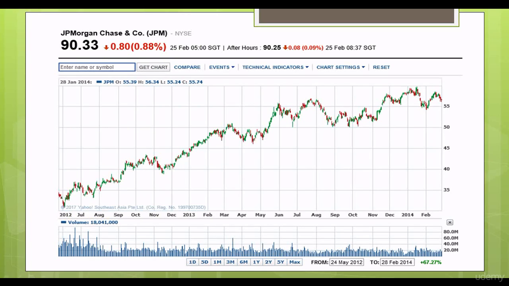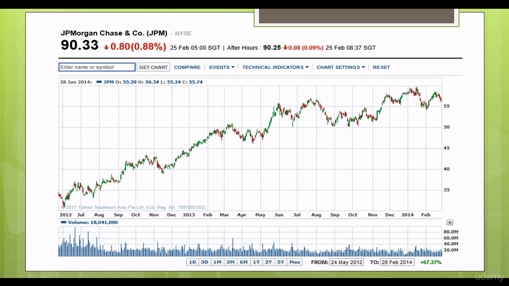So to start this lesson off, I want to show you a chart of JP Morgan from 2012 to about 2014. Now here you can see that JP Morgan was trading at about $30 a share in June of 2012, and it went all the way up to almost $60 a share in January of 2014. Now if you had got in on this move, you would have made almost 100% of your initial capital.